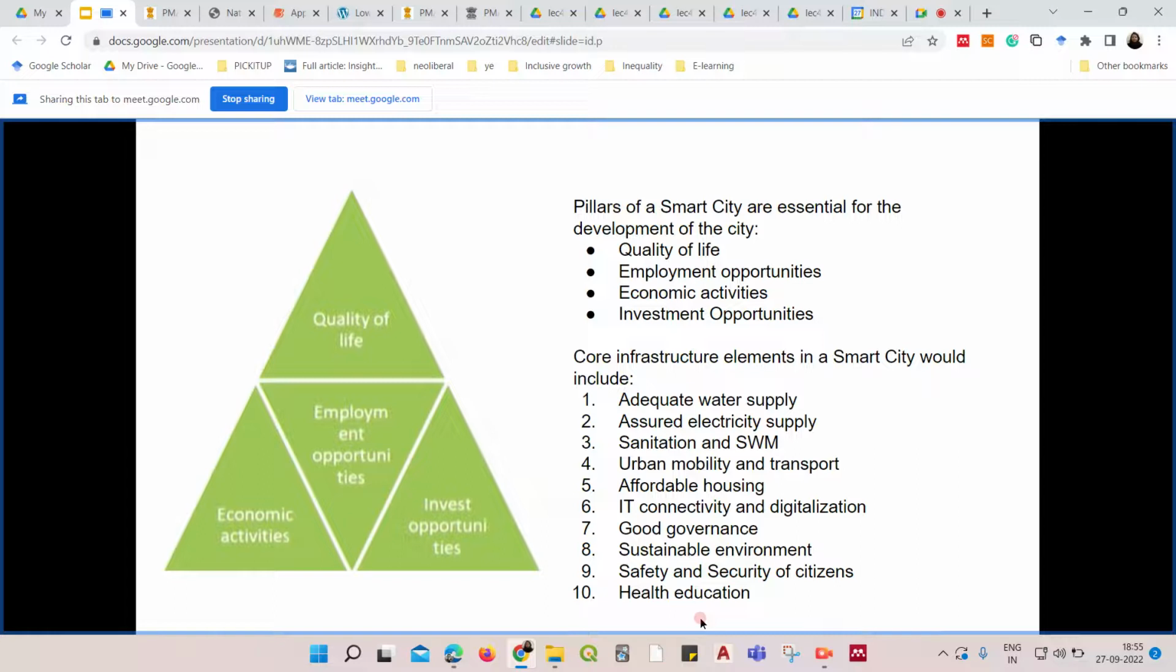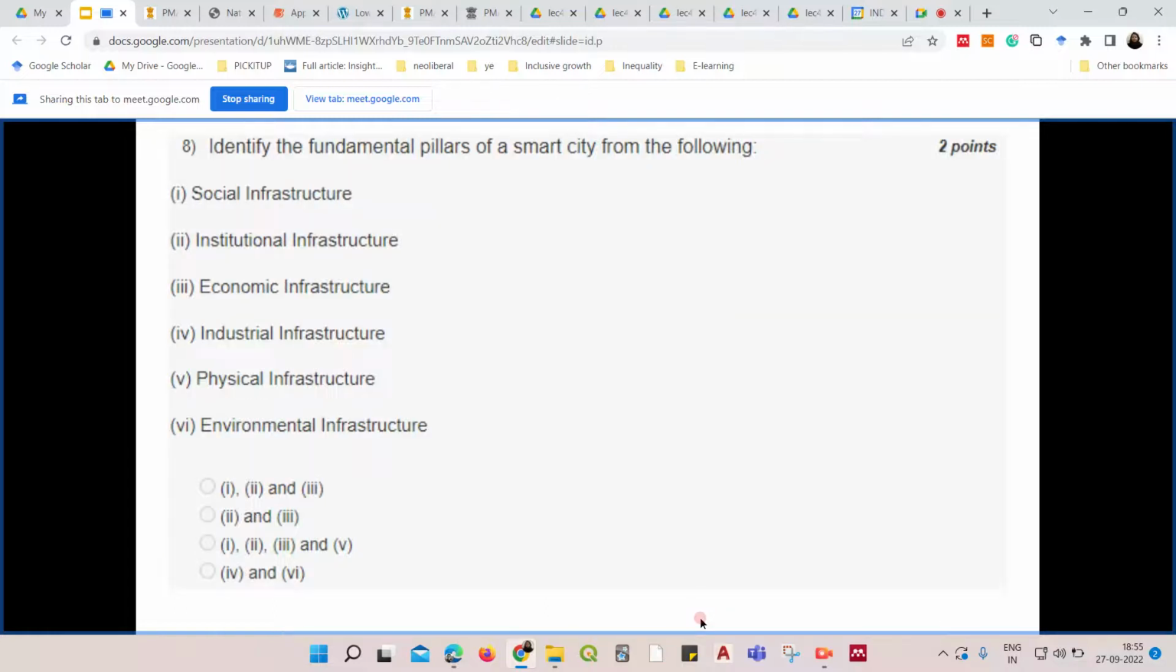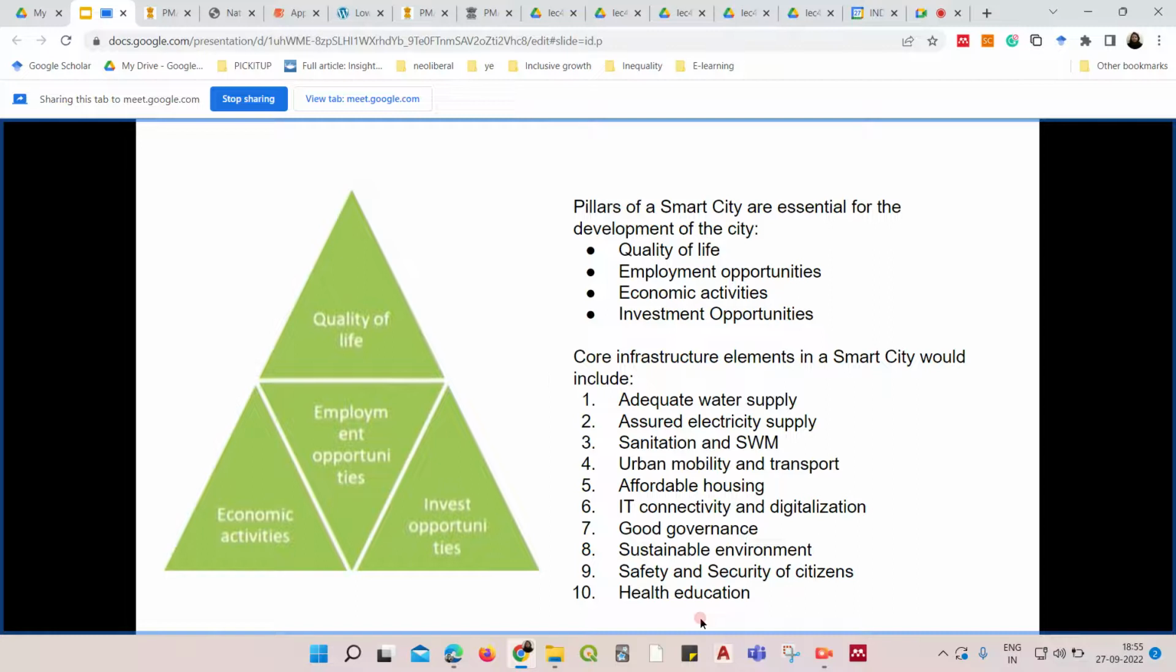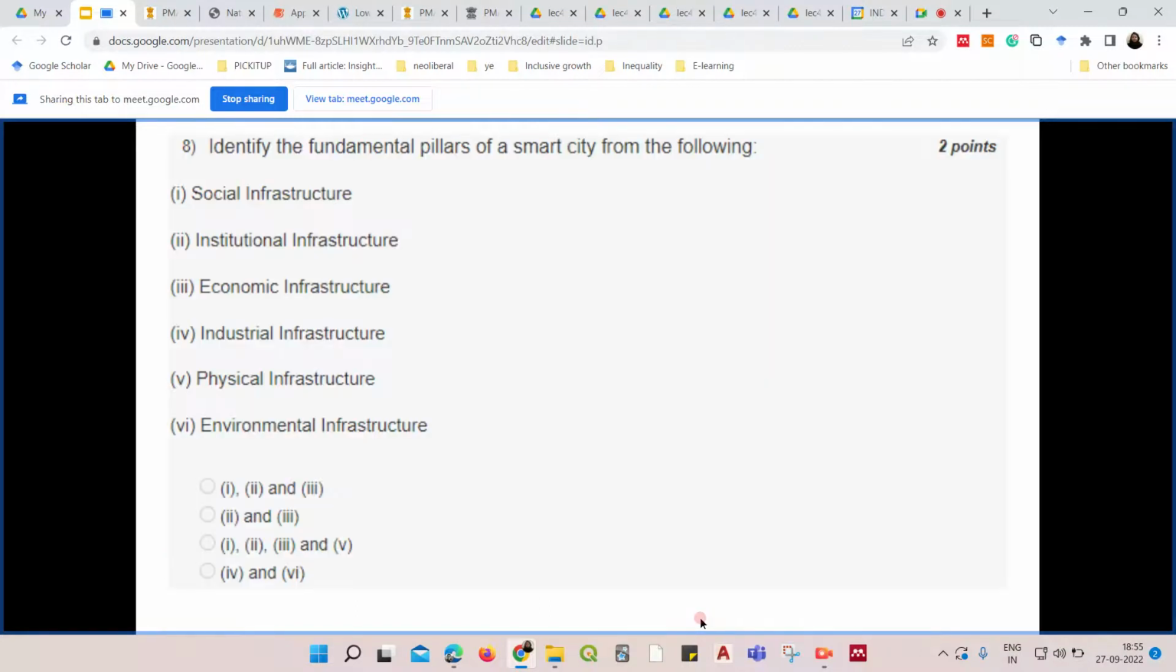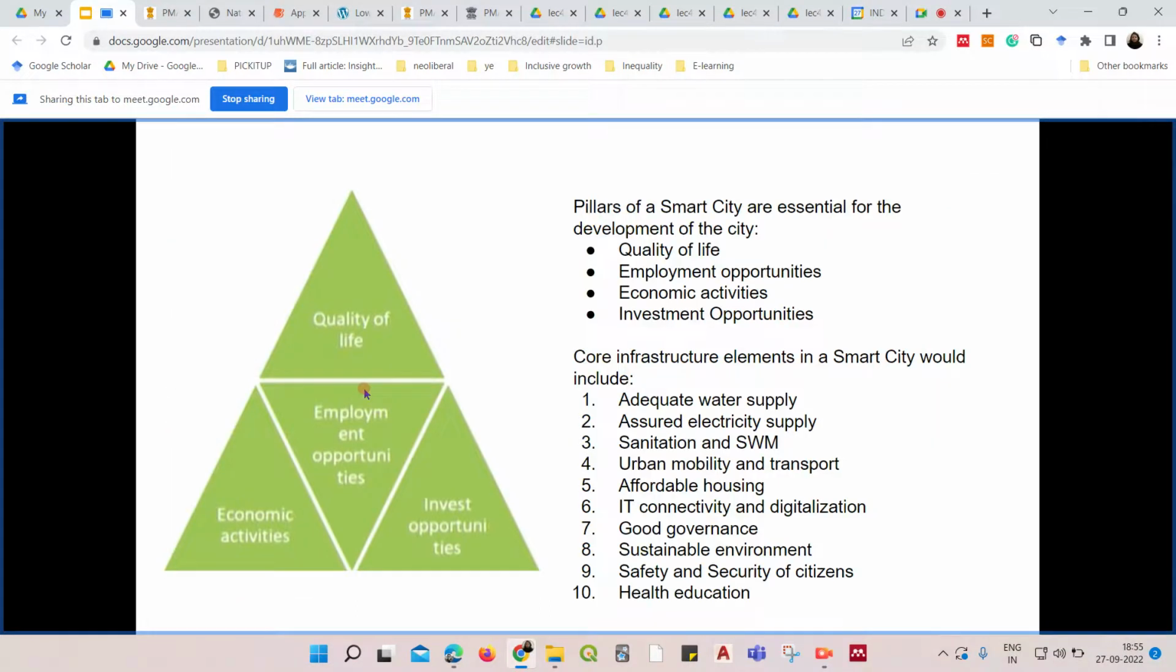So you can see each of these infrastructure elements and then relate it to the infrastructure elements which are mentioned in this option, and you can see if these are being covered or not. For example, adequate water supply. So water supply would come under physical infrastructure.